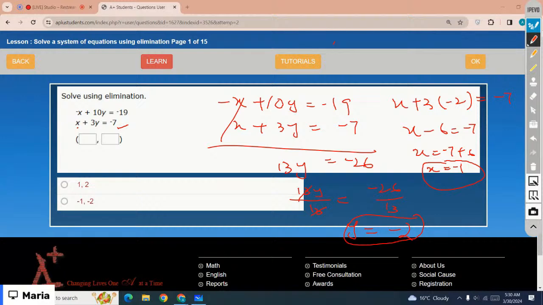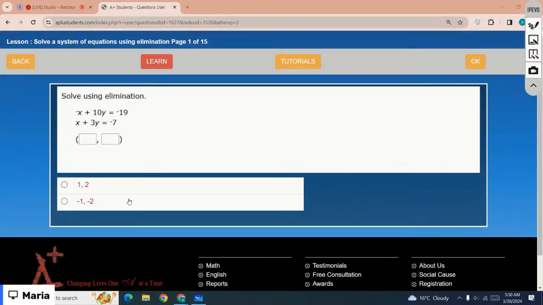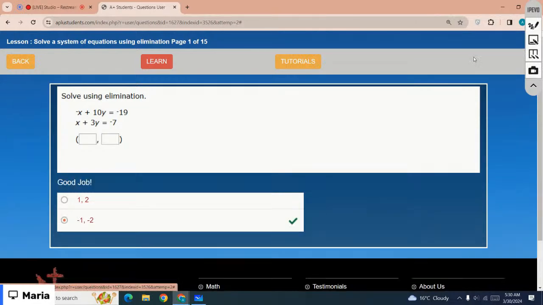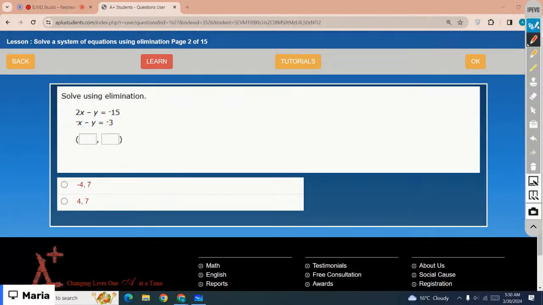Okay, let's just start with the other example. Option number 2 is the solution, right? Let's just start with the other example. The second one is minus 2x minus y equals negative 15 and negative x plus y equals negative 3. So you can see here the variable y has the same numbers. You can subtract this equation and eliminate y, right?